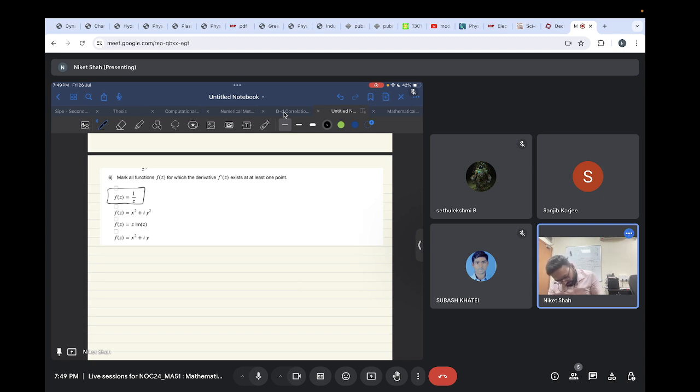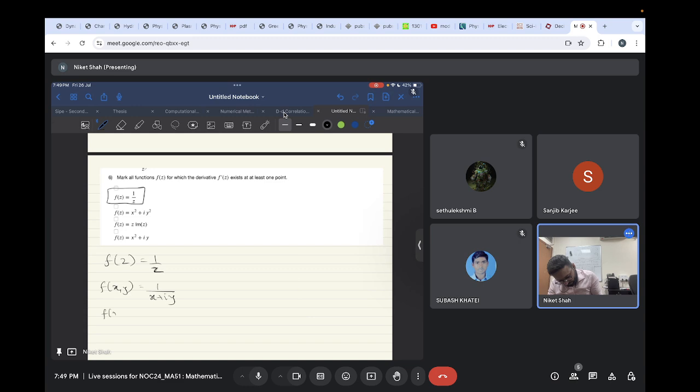This cycle I'll simply use Cauchy-Riemann as one example. Here I'll use that only. So since it's one divided by z, which is equal to 1 upon x plus iy, I'm writing it in the form of x comma y.